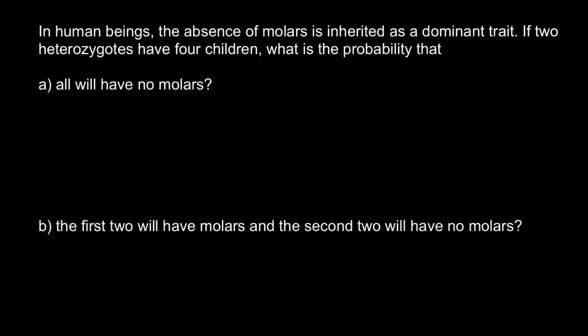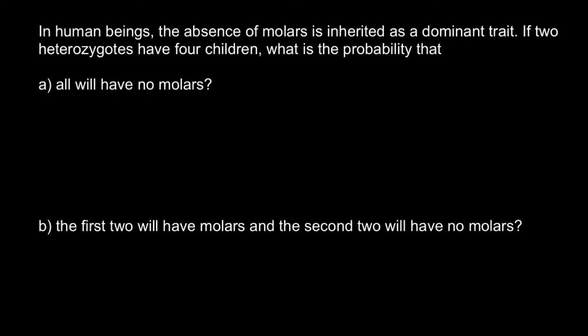So if two heterozygotes have 4 children, what is the probability that, in question A, all will have no morals, and question B, the first two will have morals and the second two will have no morals. If you feel that you can solve this problem, you can stop the video here, try to solve it, and when you are ready, run the video again and compare your answer with my answer and explanation. And here is my explanation.